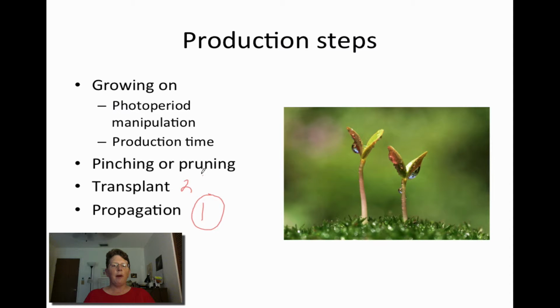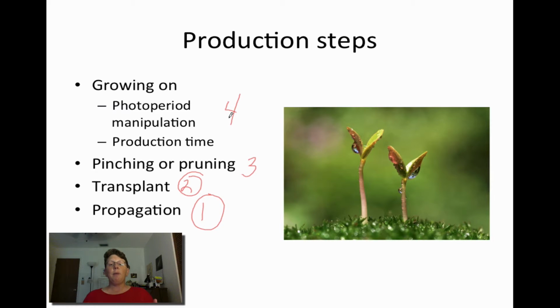Normally when we're growing plants, we transplant them. So once they've rooted or once they've grown, we transplant them. Then we might put them into a bigger pot. We might have to pinch them to stimulate branching. We might have to prune them. And then we go to this last step here of growing them on, where we will manipulate the light levels in order to have a crop. So we go through all these steps to get a crop.